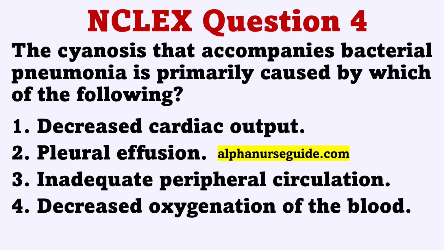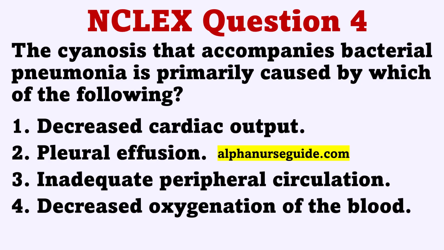The cyanosis that accompanies bacterial pneumonia is primarily caused by which of the following? 1. Decreased cardiac output. 2. Pleural effusion. 3. Inadequate peripheral circulation. 4. Decreased oxygenation of the blood. The correct answer is 4.